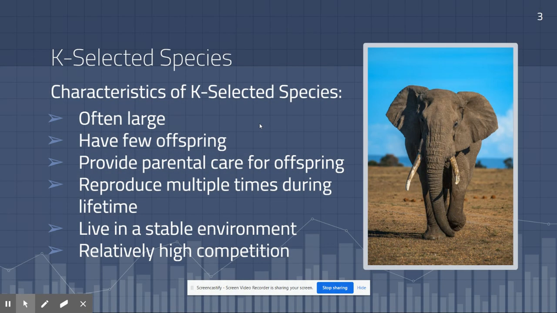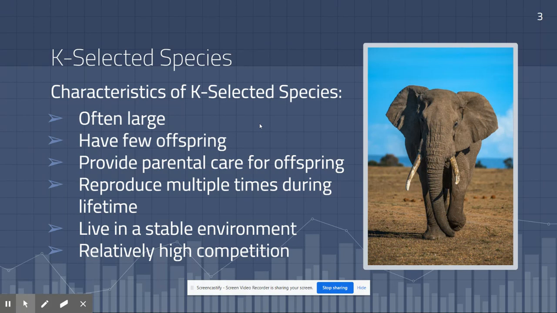Okay, so K-selected species. Some of the major characteristics of K-selected species: they're often large, often have few offspring, but may reproduce multiple times during their lifetime, each time only having a few offspring at a time. They do provide parental care for their offspring. So K-selected species are those that spend quite a bit of energy raising their young. So they're not species that lay a bunch of eggs and then leave their babies to kind of fend for themselves. K-selected species provide quite a bit of parental care for their offspring.